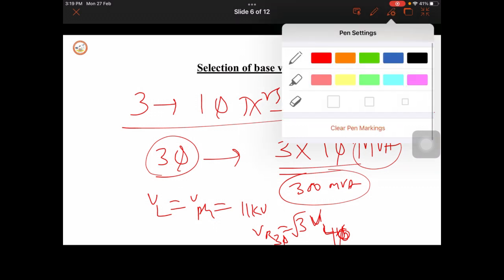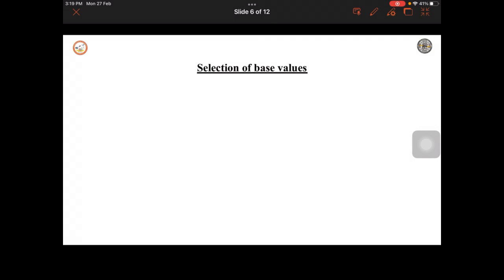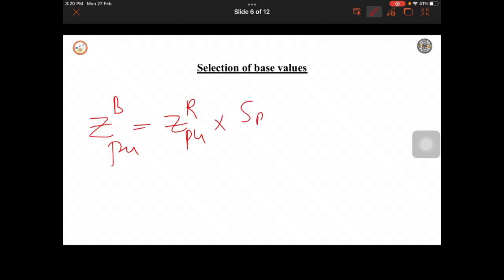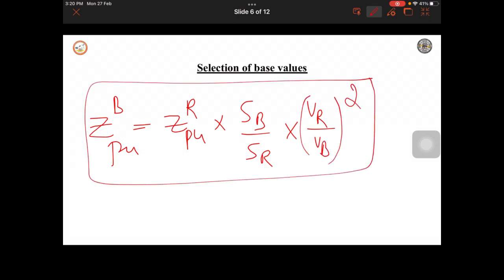Similarly, we can find the impedance in per unit on rating. Per unit impedance on rating, if you know the individual component impedance value, then we can find that on base, which is given by SB by SR into VR by VB whole square. So, this is the formula we use to find the per unit value of impedance on the base.